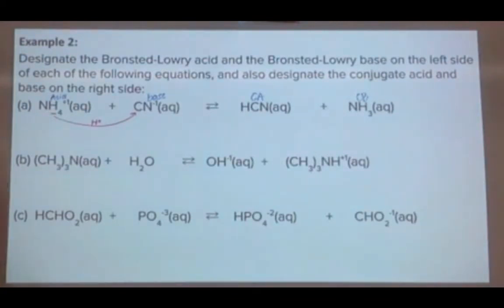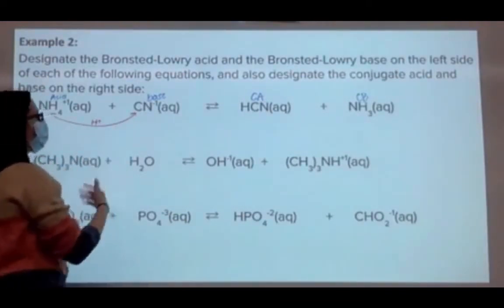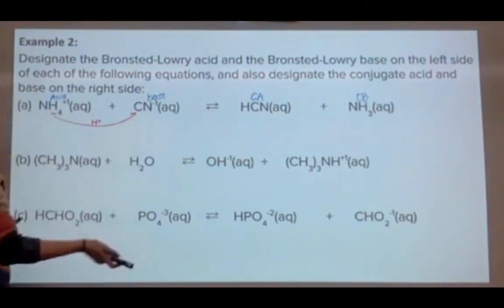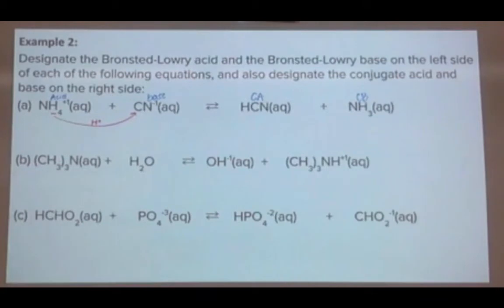So I just want to point out really quick how this differs a little bit from the Arrhenius definition. The Arrhenius definition says a base needs to have OH-. Well, CN- acts as a base here, but it doesn't have OH-. So the Arrhenius definition has some limitations. The Bronsted-Lowry definition just focuses on donating an H+ or accepting an H+.